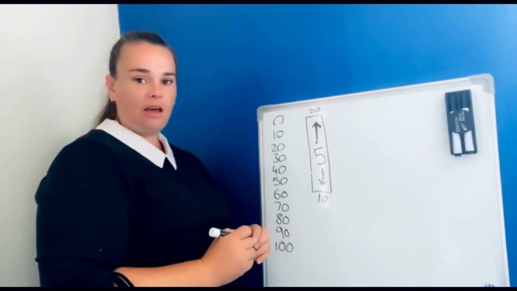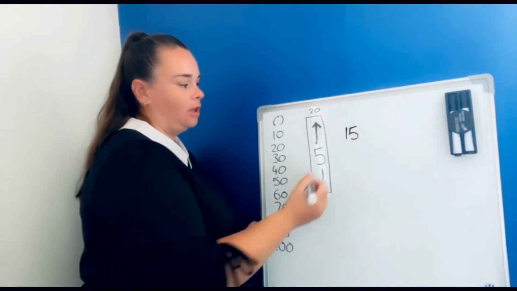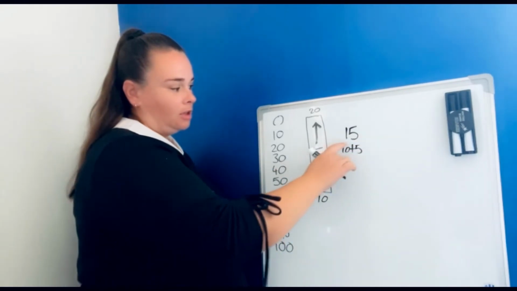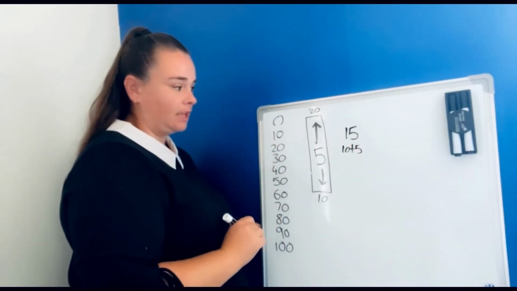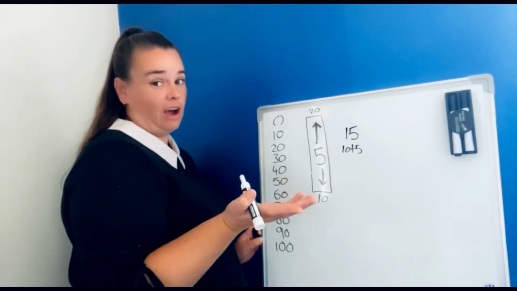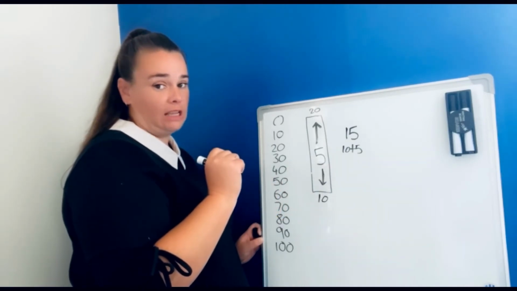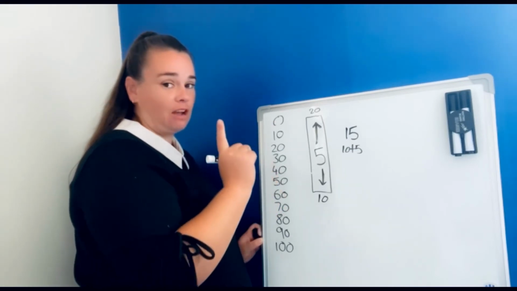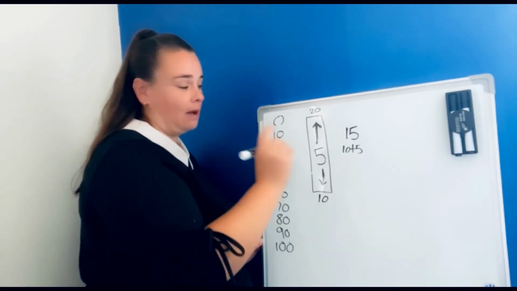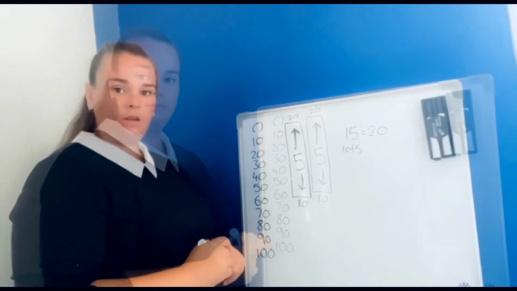Let's do the number 15. We know 10 plus 5 make up the number 15. Let's look at the 5. Is it bigger than 5 or smaller than 5? It is 5, isn't it? We want to round it up. We want more, not less. So 5 is rounded up. So 15 is also going to be rounded up. So 15 is rounded up to 20.